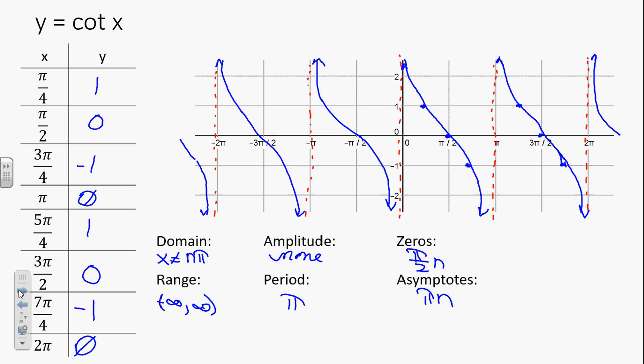Okay. All right. Assignment for today is going to be to just practice this. Do this one more time for me.